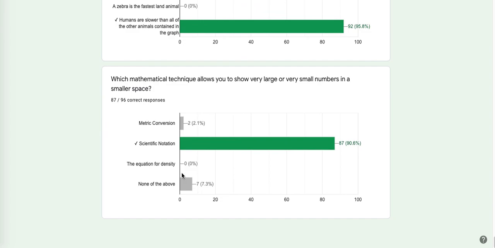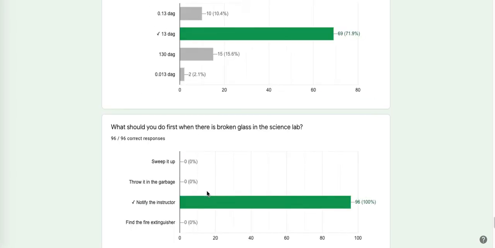Which mathematical technique allows you to show very large or very small numbers in a smaller space? That is scientific notation. So that was all of the questions on the first test.